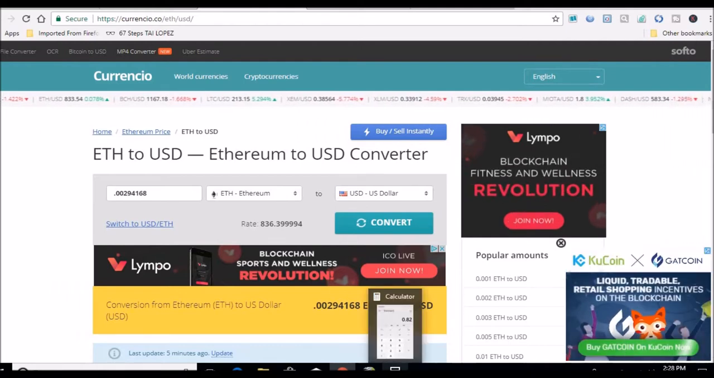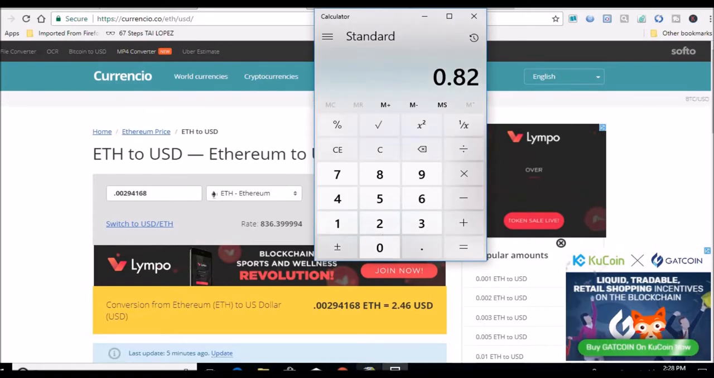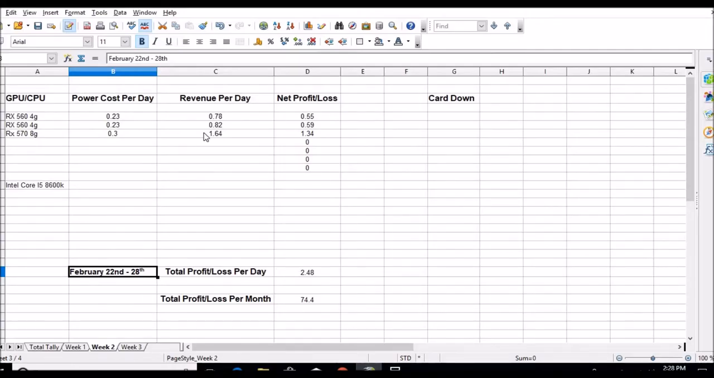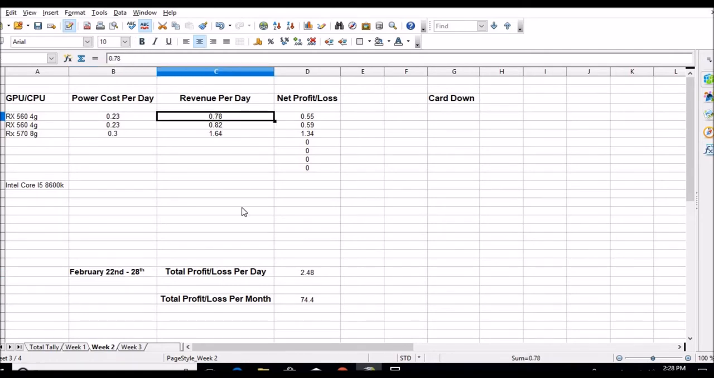So I've already done the math of that and divided it out and put it on my spreadsheet. As of right now, this week, February 22nd through the 28th, the 570 is doing $1.64 a day. The 560 that I have working is bumped up a little bit to 82 cents, and this card right here is not running right now. So that's bumped me up to $2.48 a day after taking into account electricity fees, and that's up to $74.40 a month.